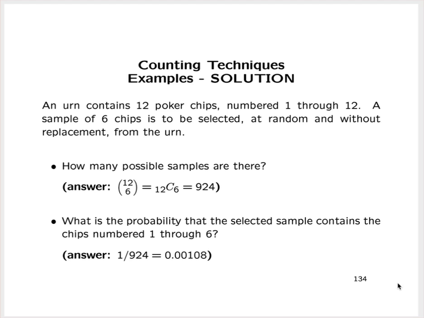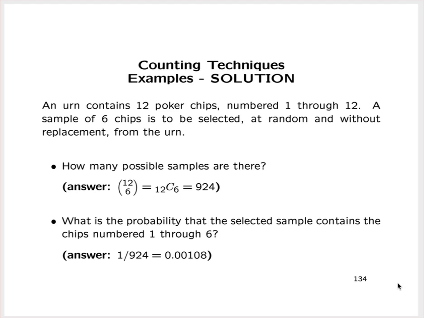Okay, so how many possible samples are there? Well, again, we're selecting a sample at random and without replacement. So we're selecting a subset of 6 chips from the larger set of 12 chips. Order does not matter, right? And so the number of ways of doing that is 12 choose 6. And that turns out to be 924.